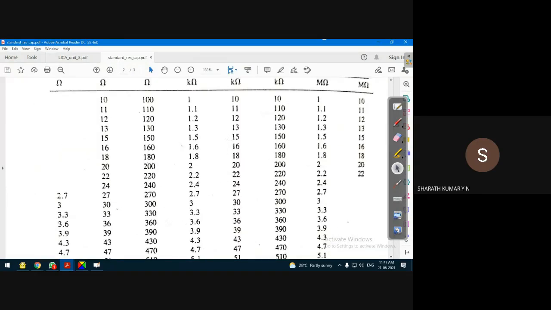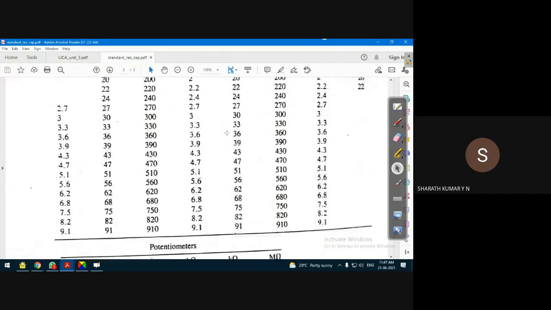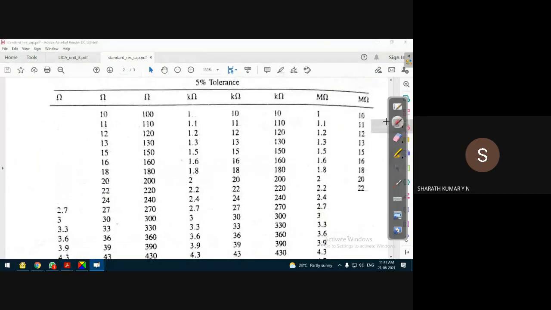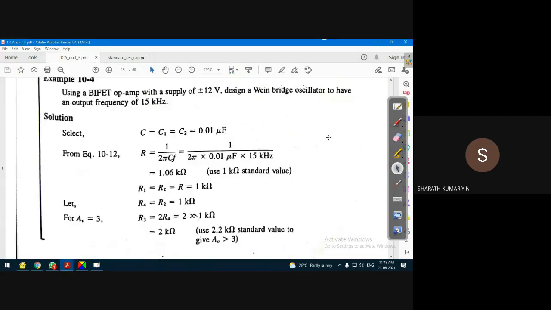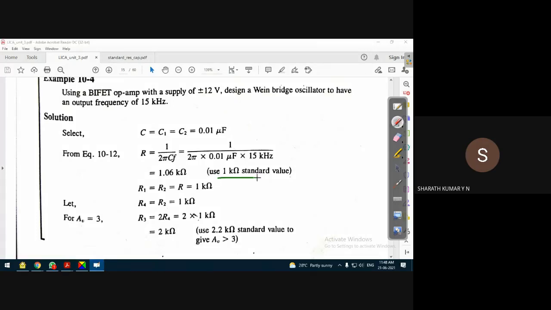The value of the resistance is 1.06 kilo ohm, somewhere around here in the kilo ohm range. So the closer value is 1 kilo ohm, rather than 1.1 kilo ohm. So select R as 1 kilo ohm, which is a standard value. So R1 and R2 are 1 kilo ohm, and R4 is equal to R2, which is again 1 kilo ohm.